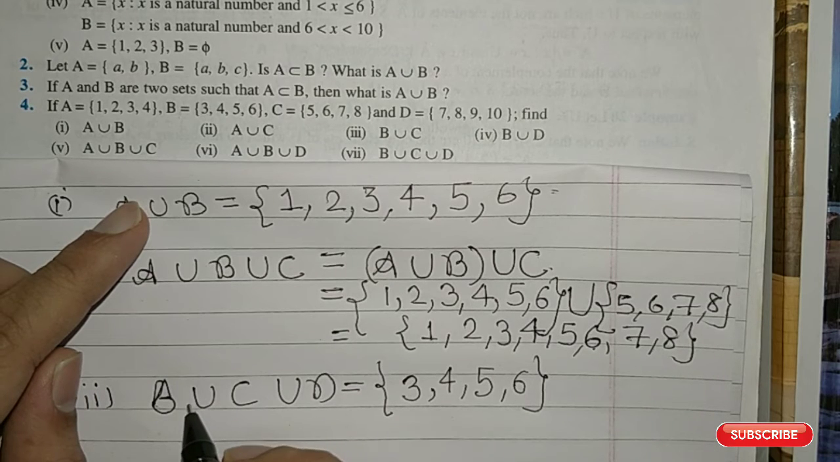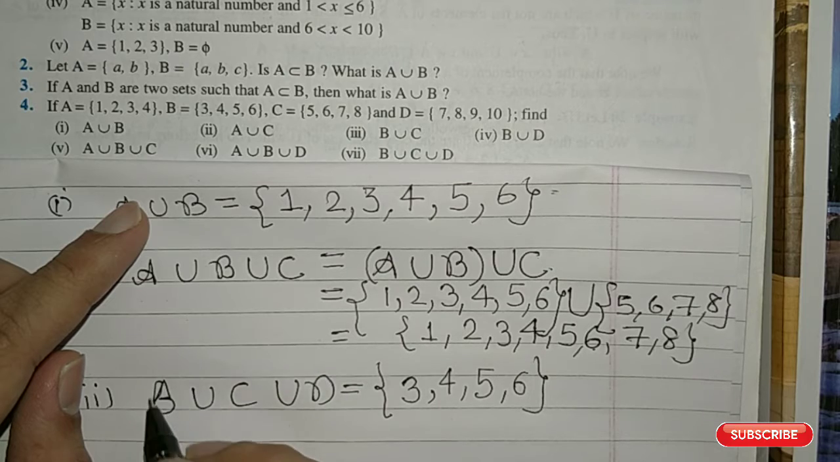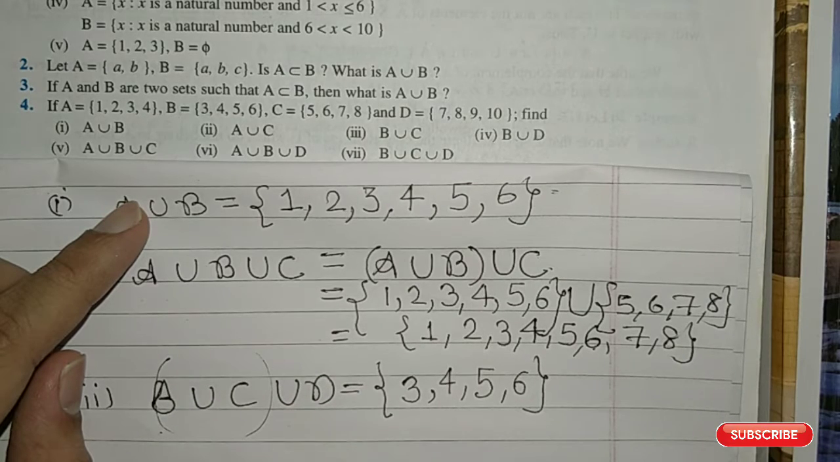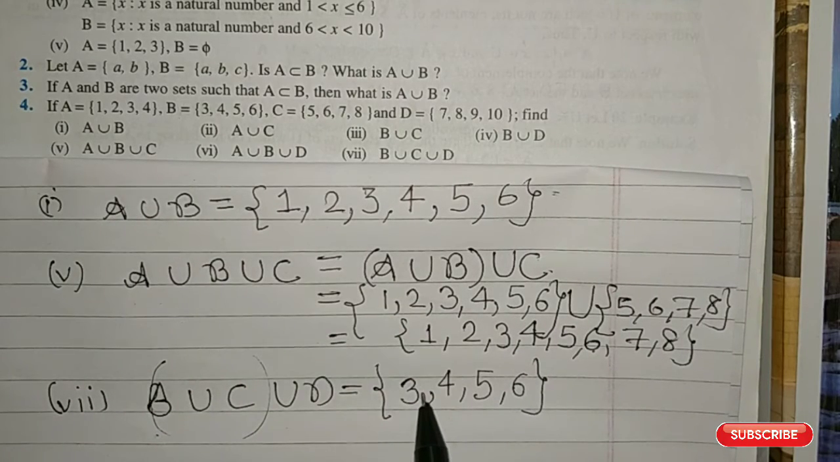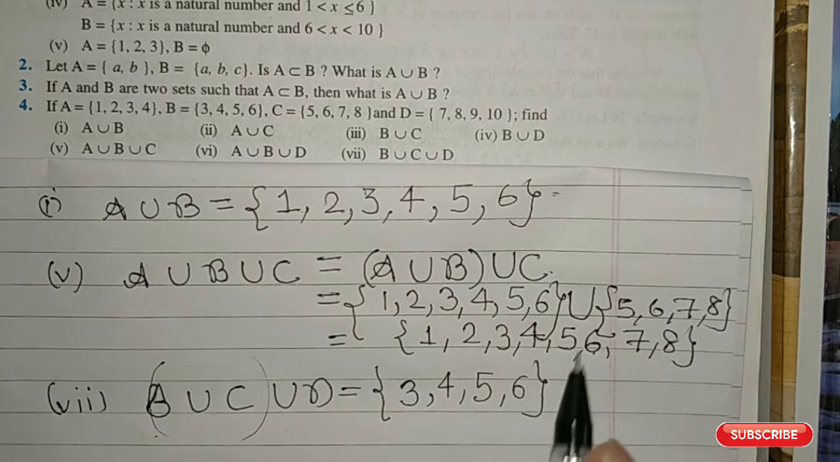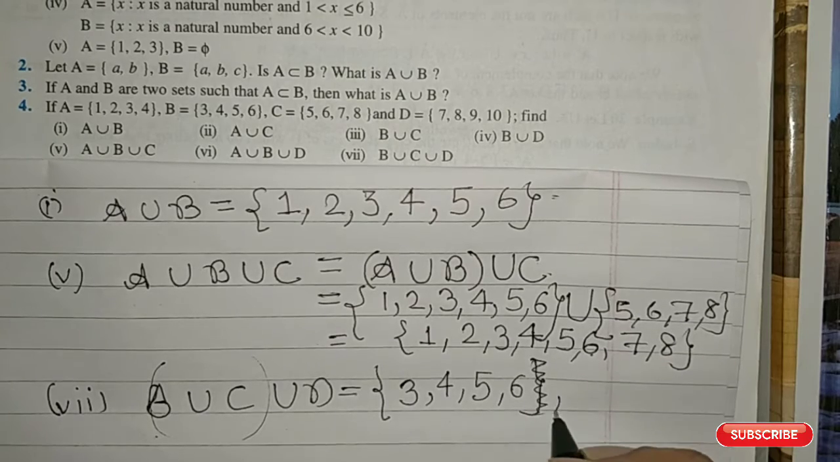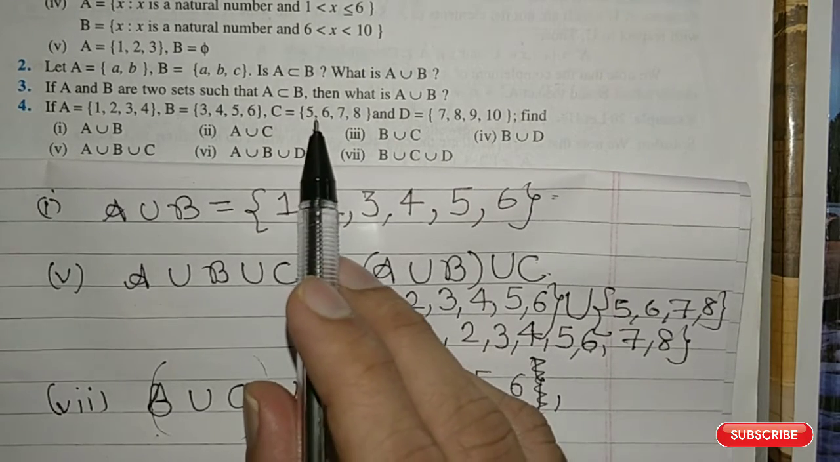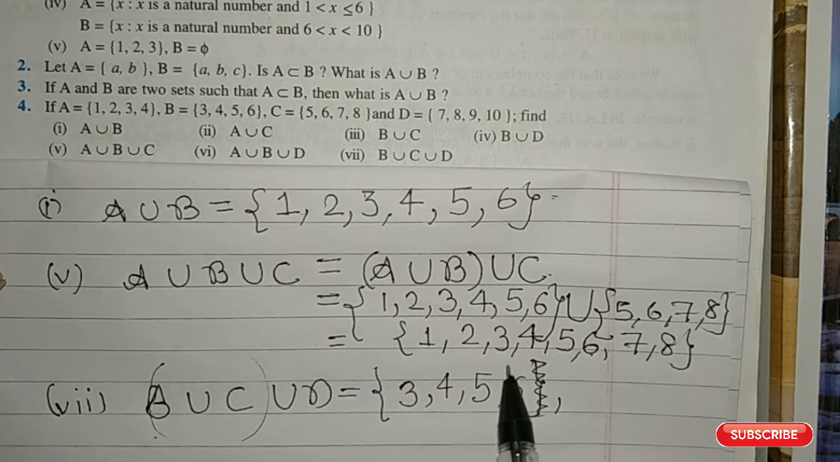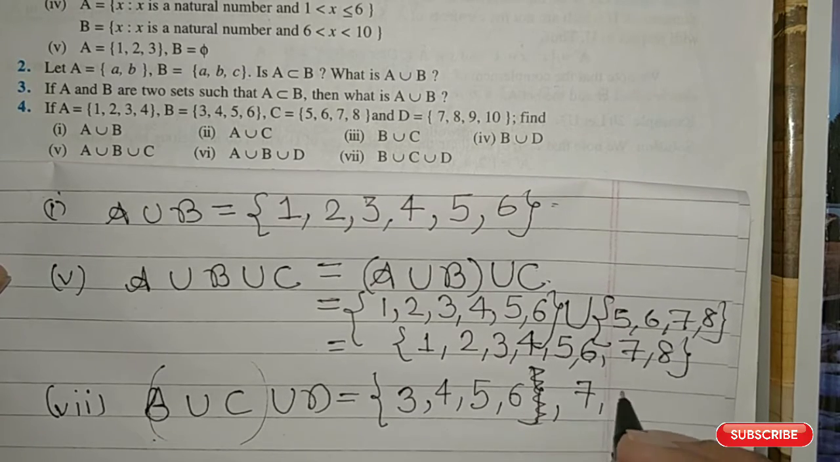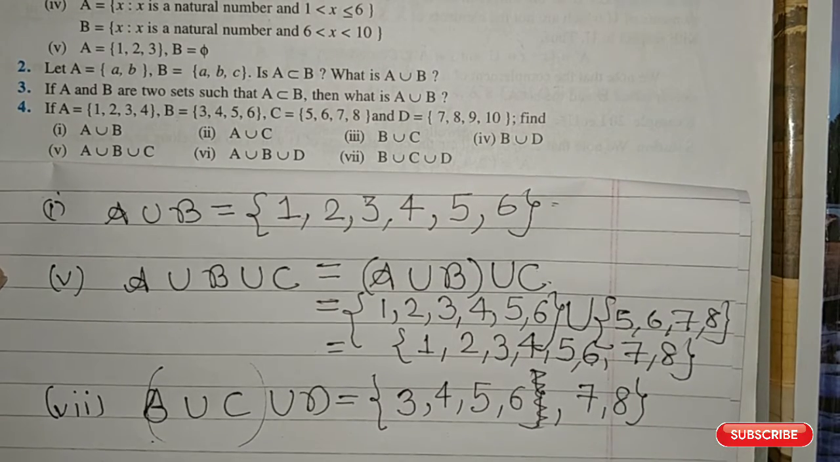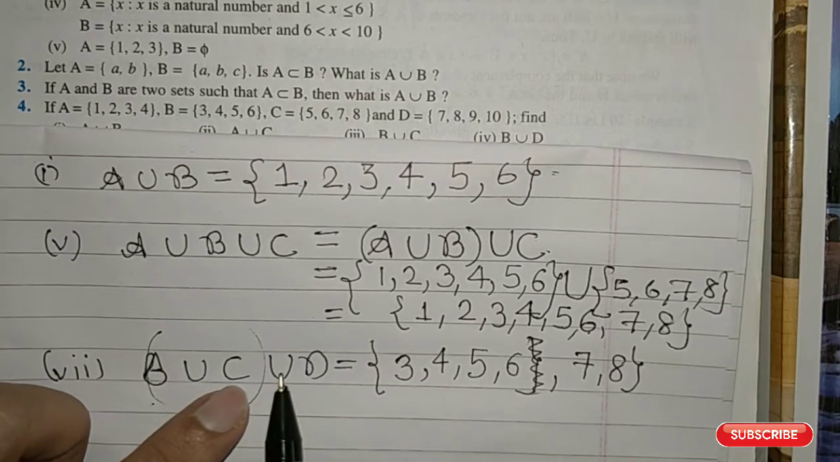Okay. So we are taking the operation B union C first. So I have written all the elements of B first. Then you have to go to the set C. So what will it be? 5, 6. No, 5 and 6 are already written. Then you have to write 7, and then 8. Okay. So this will be the set B union C.